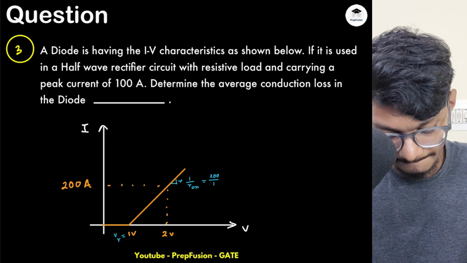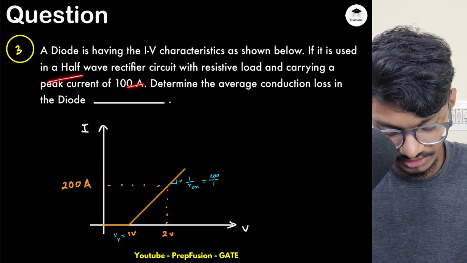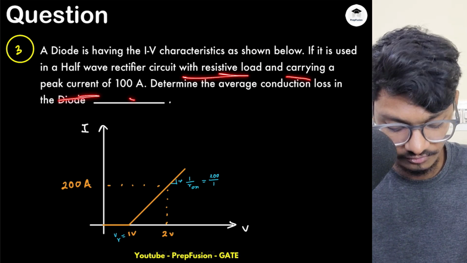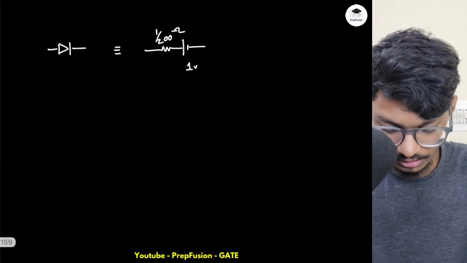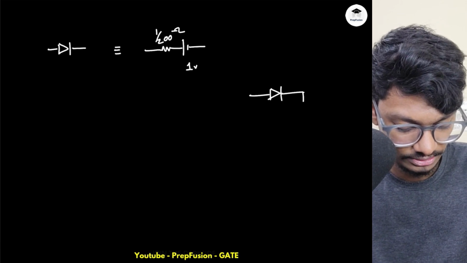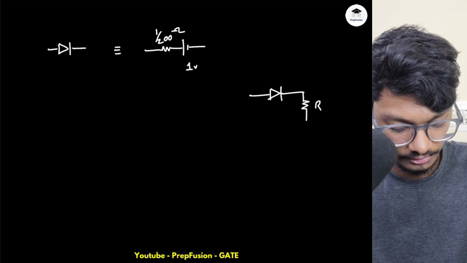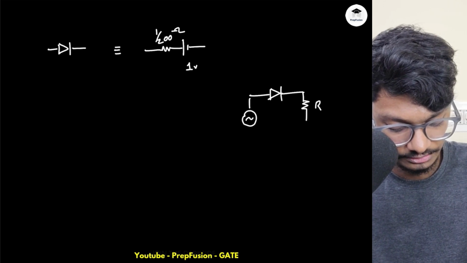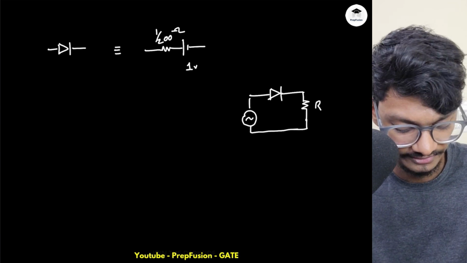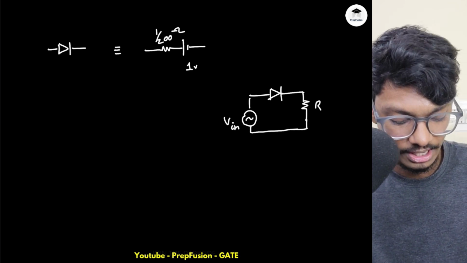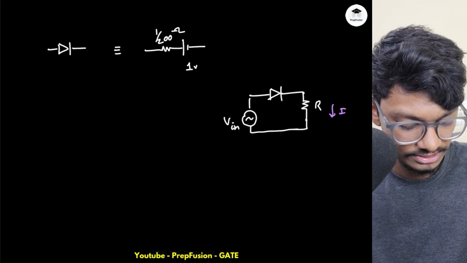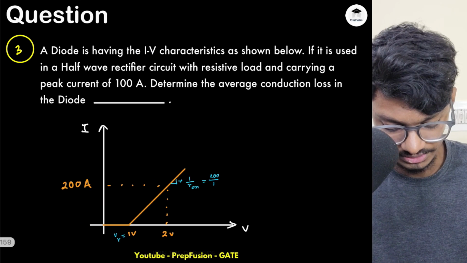So the half wave rectifier circuit has a resistive load and carries a peak current of 100 amperes. How does a half wave rectifier circuit look? It looks something like this, and it has a resistive load R. This is my supply. This is the most basic half wave rectifier with a single diode. This I have taught in my analog electronics, rectifiers and filters. So this is V input, and it is told that the peak current through this resistor will be 100 amps.